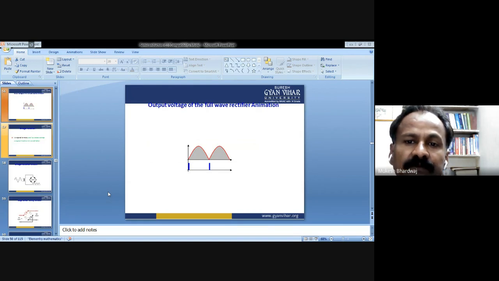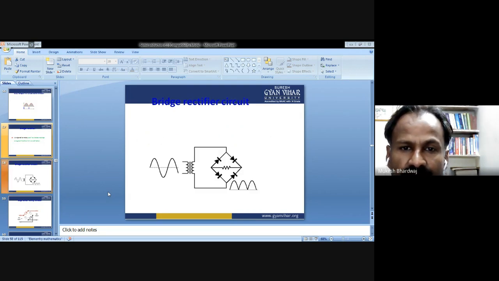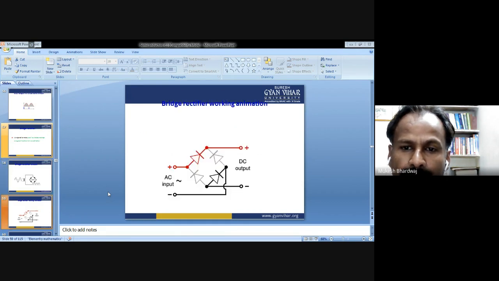Output voltage of the full wave rectifier animation. This is the output. A bridge rectifier makes use of four diodes in a bridge arrangement to achieve full wave rectification. This is the circuit we had seen. This is the working diagram we had seen.